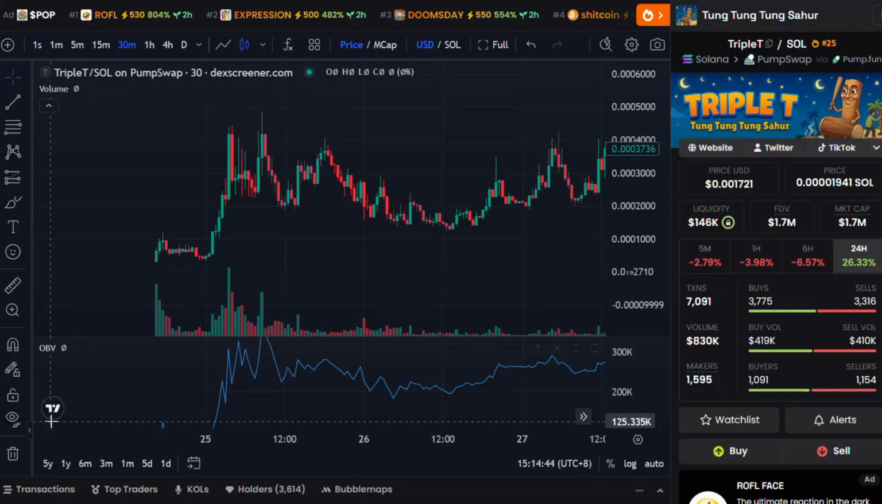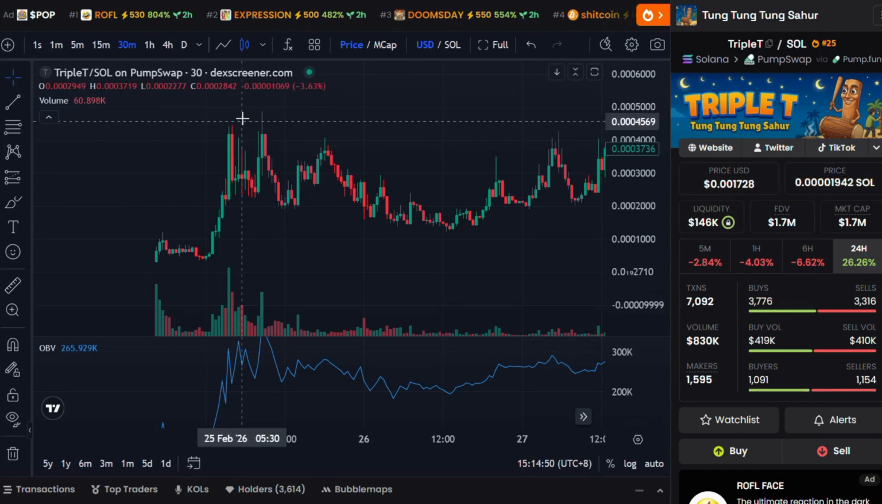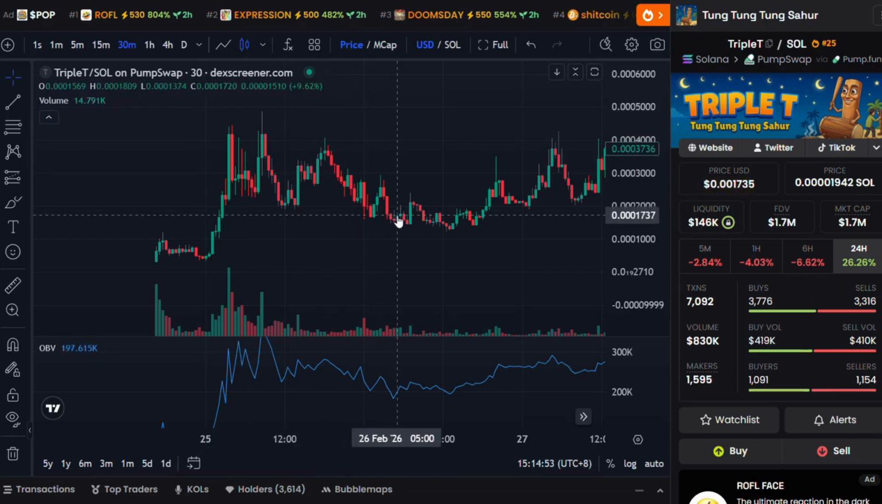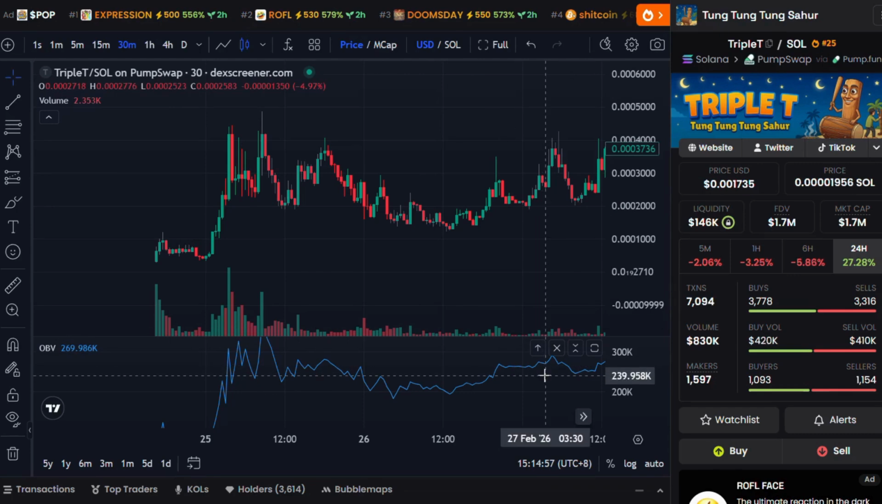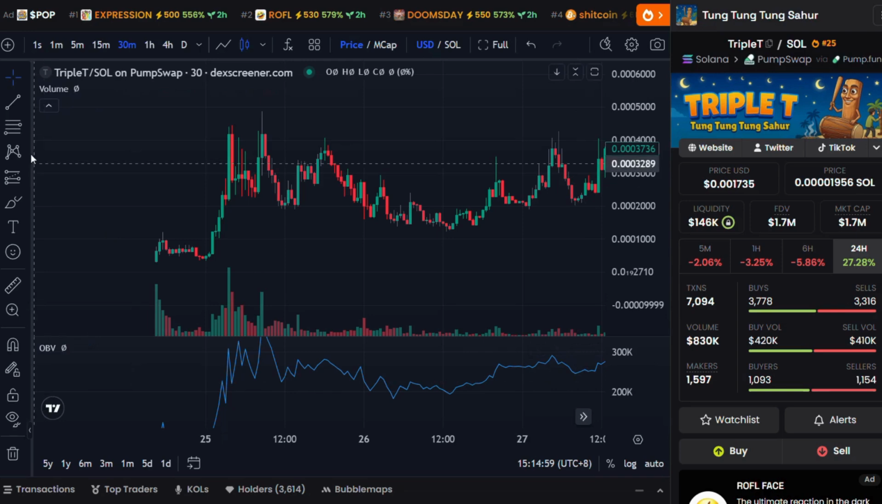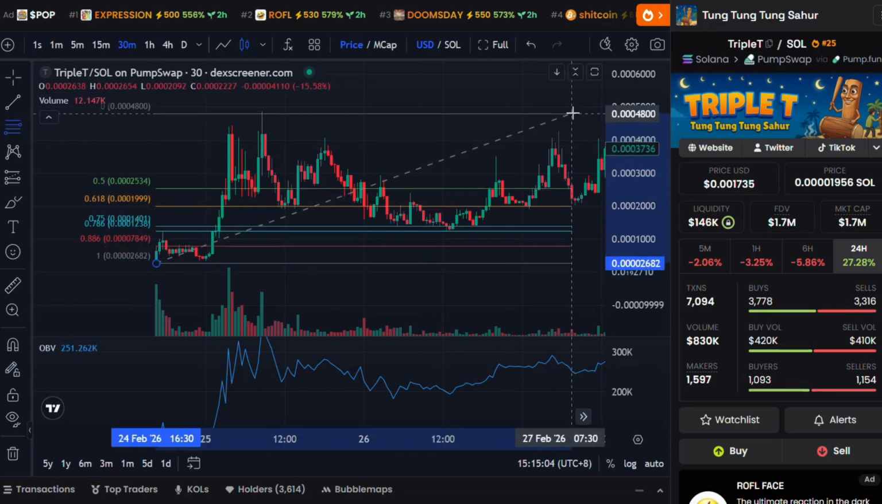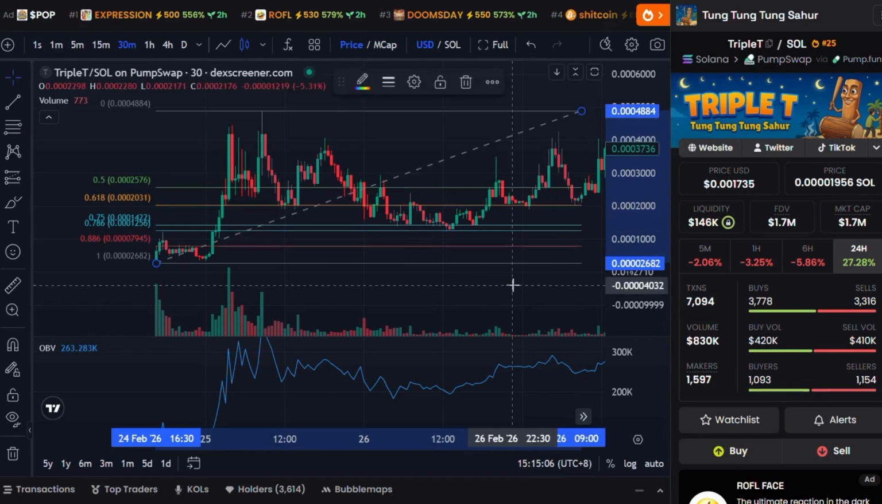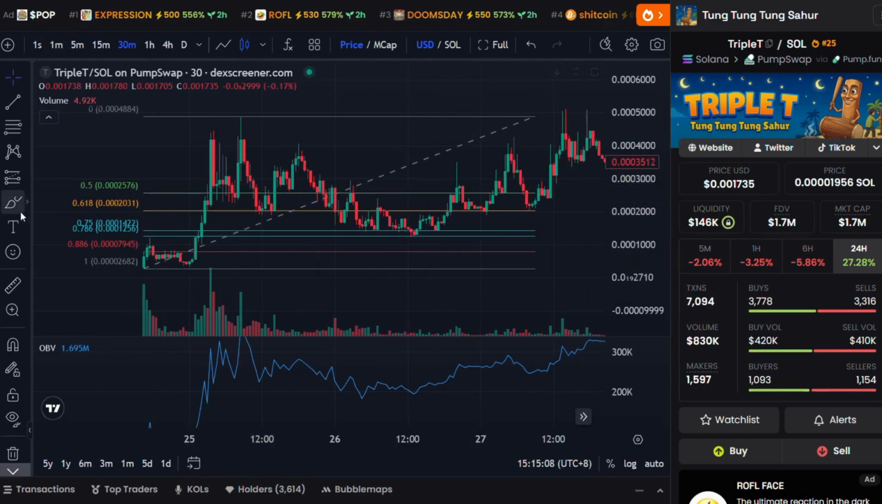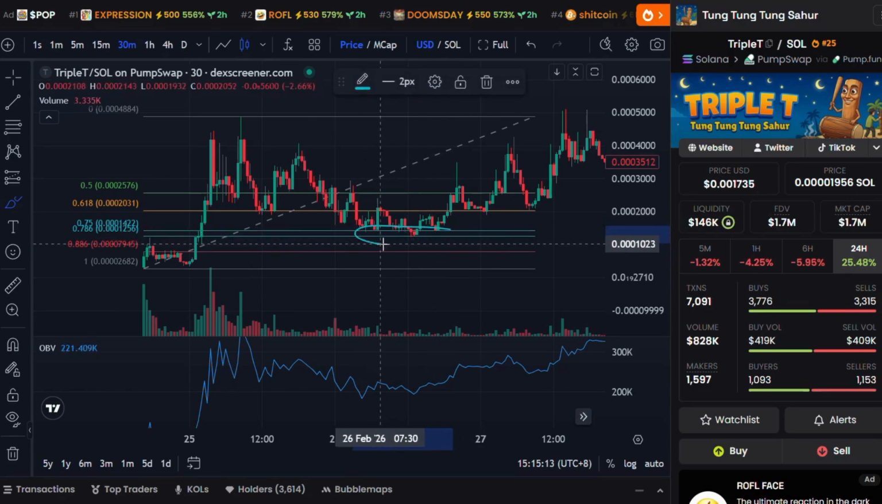Now let's look at something that happens very frequently in meme coin markets. Deep retracements. Our next example is a token called Triple T, and we are analysing it on the 30-minute time frame. In this scenario, price retraces deeper than the golden pocket. Instead, price moves toward the 0.75 and 0.786 retracement levels. This area is what I refer to as the blue pocket.